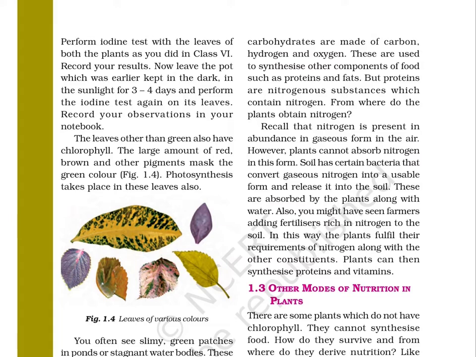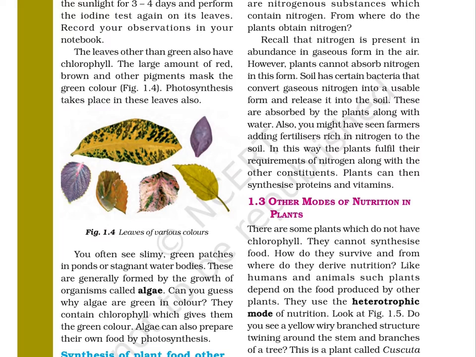But proteins are nitrogenous substances which contain nitrogen. From where do the plants obtain nitrogen? Recall that nitrogen is present in abundance in gaseous form in the air. However, plants cannot absorb nitrogen in this form. Soil has certain bacteria that convert gaseous nitrogen into a usable form and release it into the soil. These are absorbed by the plants along with water.